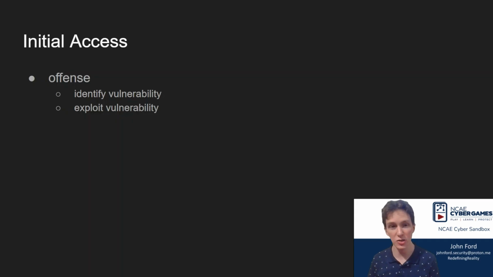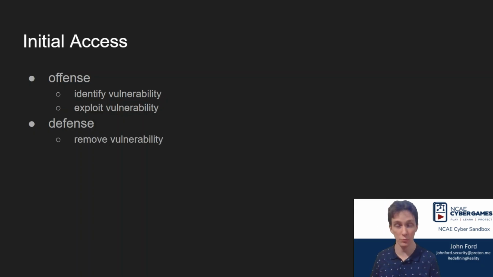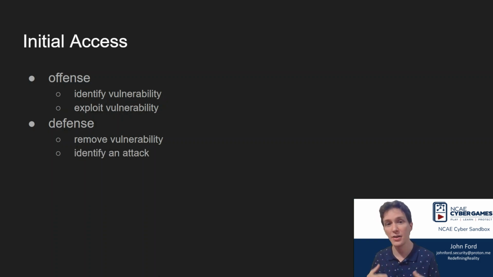From there, we're going to switch perspectives and talk about how you can defend against this. We're going to talk, first of all, about how you can remove the vulnerability after you've identified it yourself so that an attacker cannot use that to get in. And we're going to talk about how to identify when an attack happens, and figure out how an attacker actually got in. That will also help us identify the vulnerability so then we can go ahead and remove it.